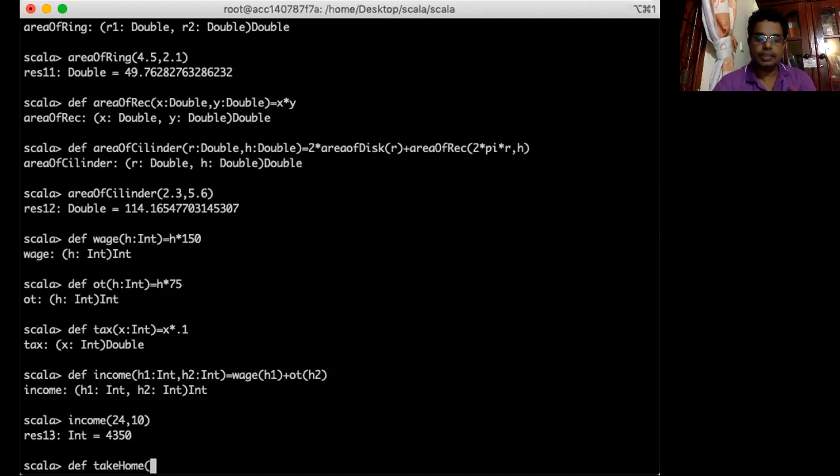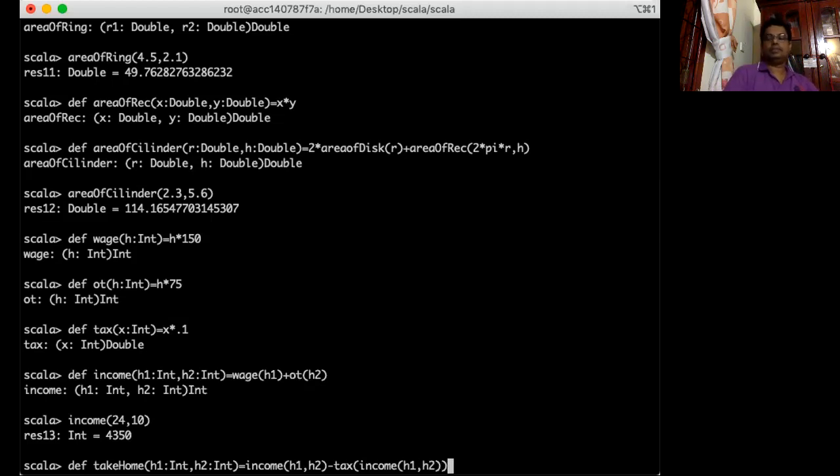Right, now I finally write the function called take home, which takes two inputs, H1 as his normal working hours, and H2 as his OT hours. So his take home is basically his income, that is, I pass H1 and H2, minus tax. In order to calculate tax, I need to pass income back to the function H2.